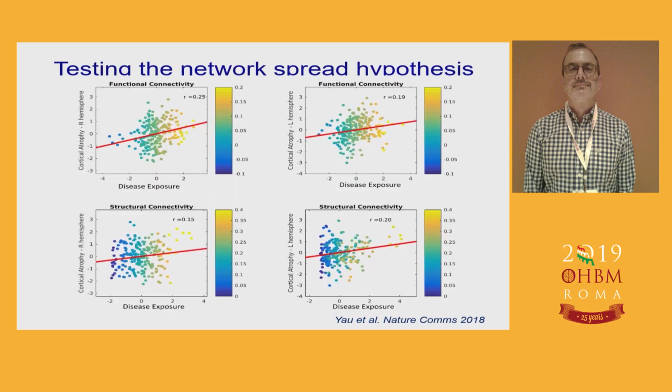We showed that whether you use a functional or an anatomical connectome, there's a strong correlation between disease exposure measure and cortical atrophy, supporting the disease spread hypothesis.